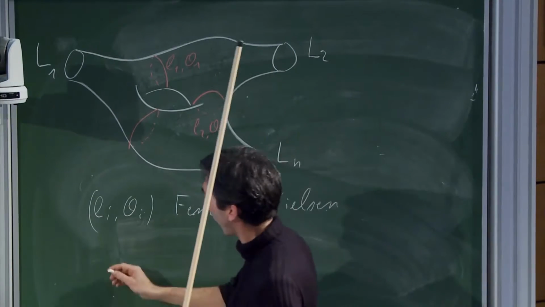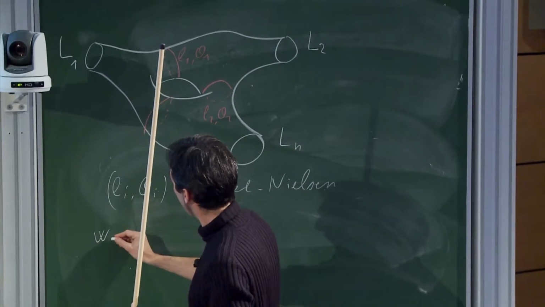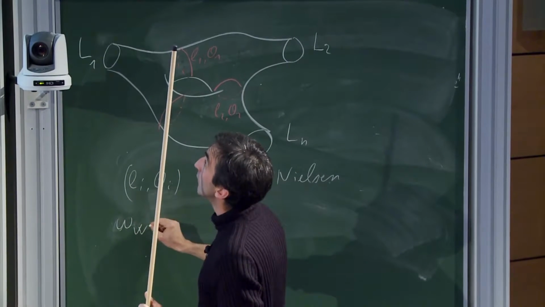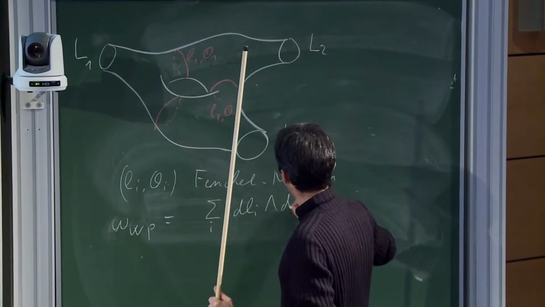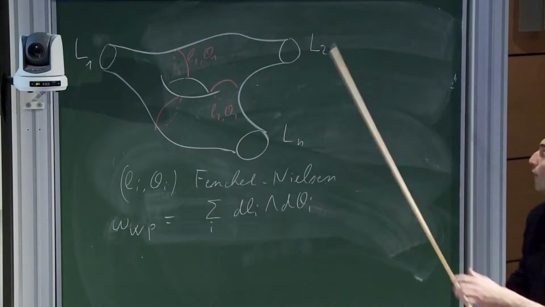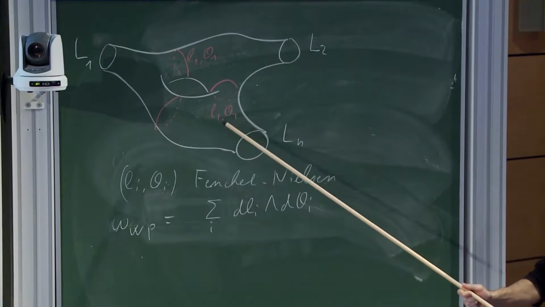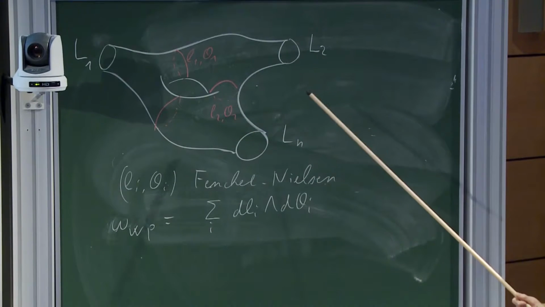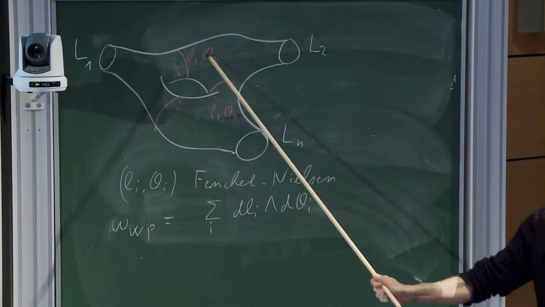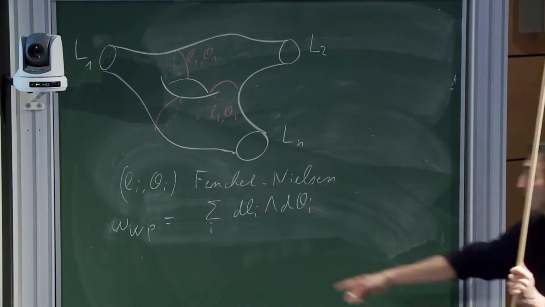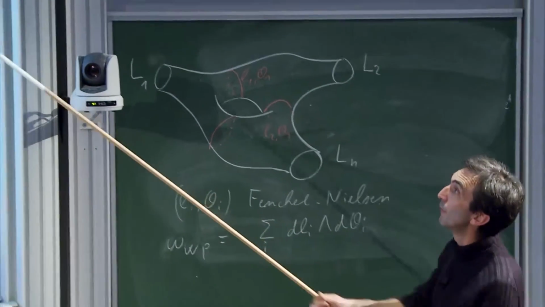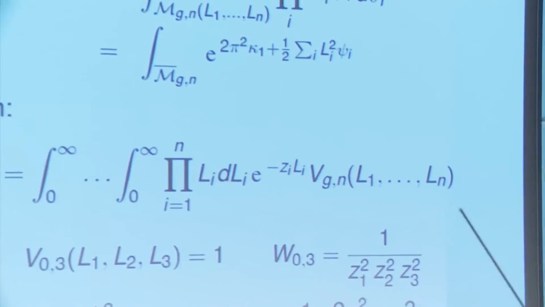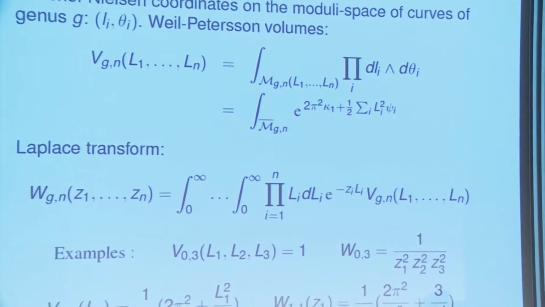And the Weil-Petersson form is just the sum over i of dLi d theta i. As I said, the decomposition into pairs of pants is not unique. So for a given Riemann surface, there is not a unique definition of the Li's and theta i's, but this form is well defined, right? And out of that form, you can compute the volume of that moduli space. And so this is just a number. In principle, it can be computed only by using hyperbolic geometry.